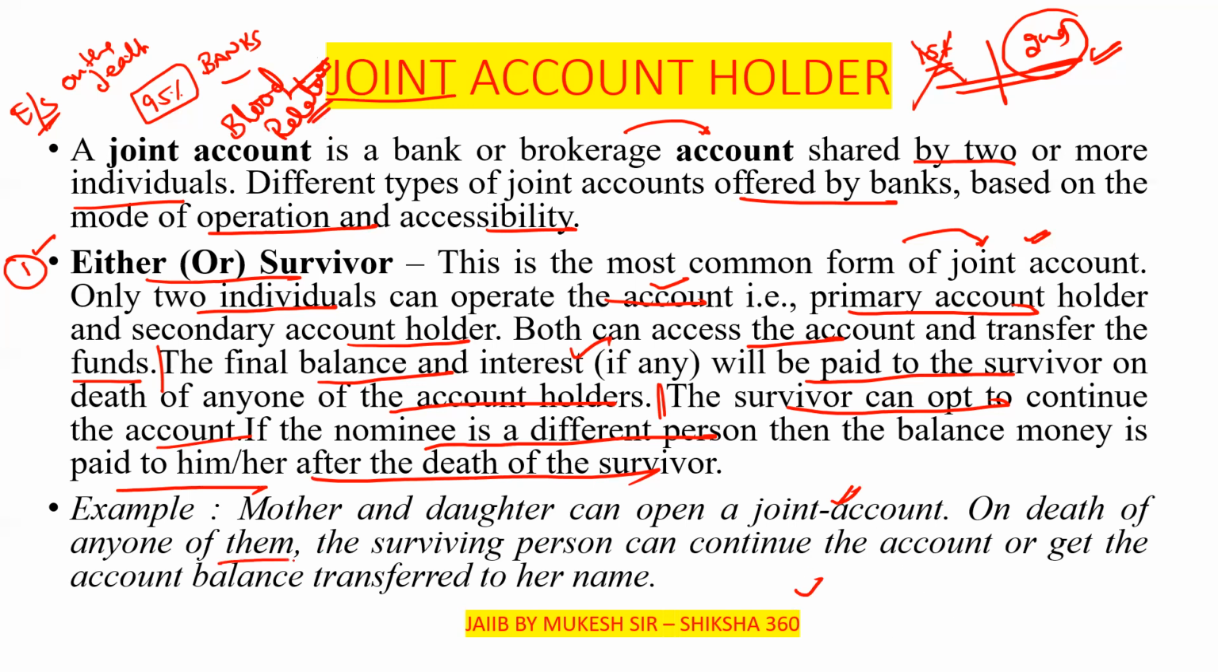On the death of anyone, the survivor can continue the account or get the account balance transferred to their name, or transfer the balance to their personal, individual account. On the death of one of the account holders in the joint account, it depends totally on the survivor what they want to do now.